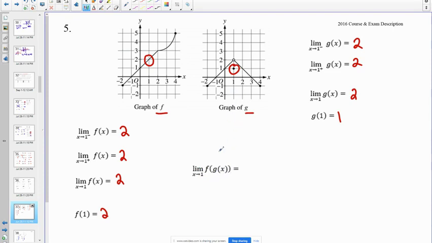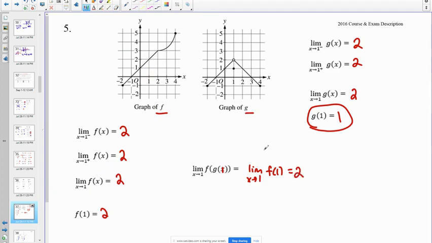Now what a lot of students would do is they'll plug in this 1 right here, and they'll say this is g of 1. And they know that g of 1 is 1, and they'll put 1 in here so that they'll say this is the limit as x approaches 1 of f at 1. And that's actually incorrect. I'll tell you why. This f of 1 here, so then you find out what f of 1 is. Well, f of 1, we've already done it, right? It's right here, it's 2.